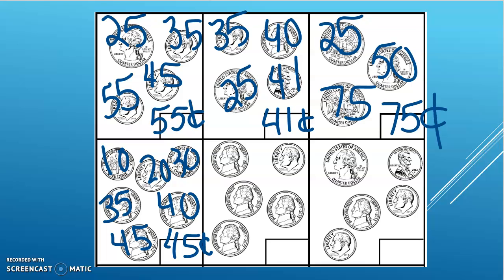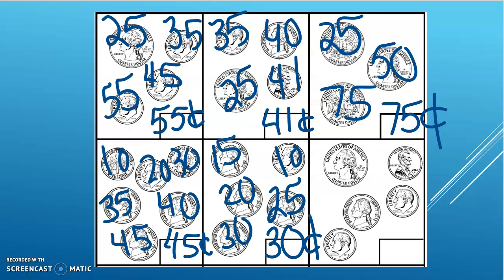All right, the next one, I see a dime and I see 4 nickels. So I'm going to start up in that right-hand corner and count my dime and then switch by counting by 5s. So dime is 10, plus 5 is 15, plus 5 more is 20, plus 5 more is 25, plus 5 more is 30. So we have 30 cents here.